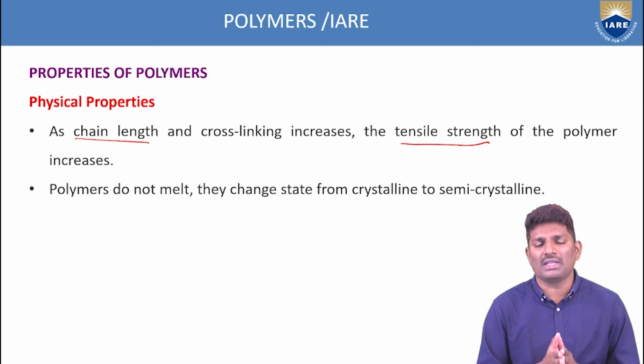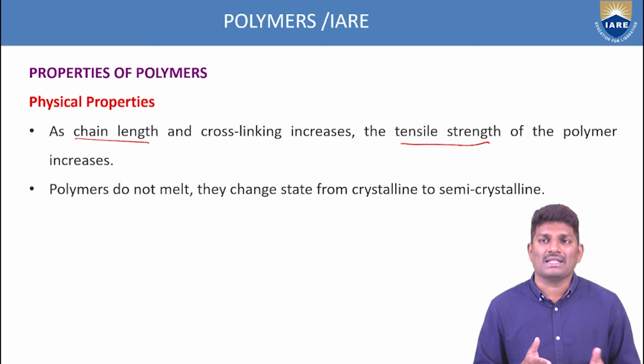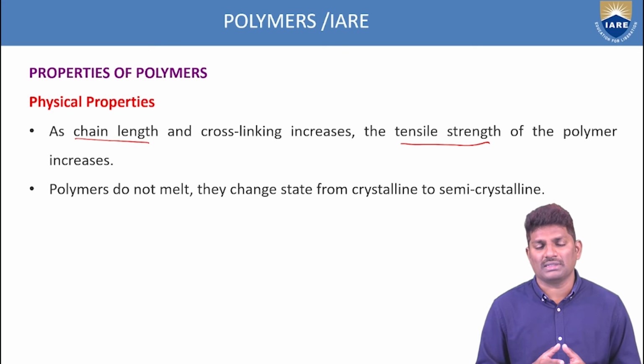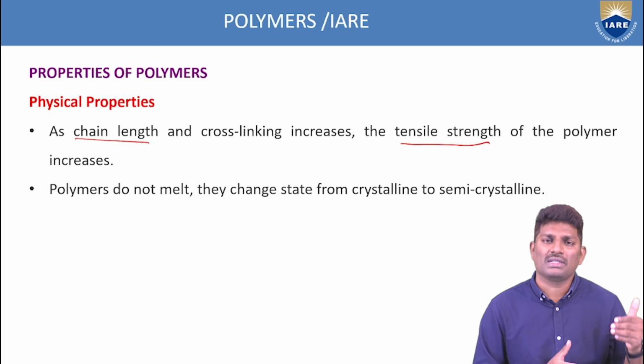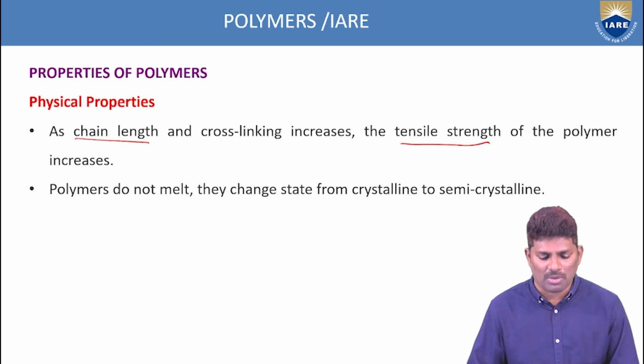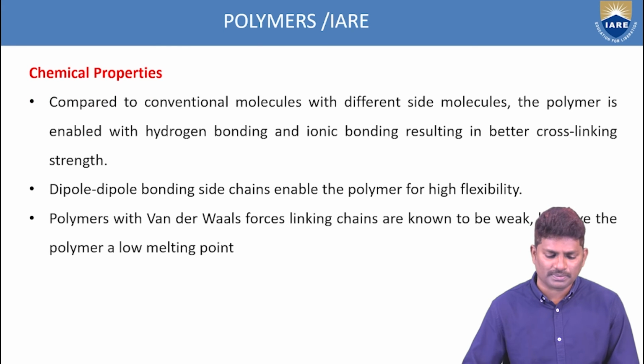Physical. So the first one is what? The chain length is directly proportional to the tensile strength. So if you increase the chain length, the tensile strength is also increasing. And coming to the other property, what is happening? If you do the melting process also, it does not melt. It changes from one state to another state, from crystalline to semi-crystalline state. So this is one of the physical properties of the polymers.